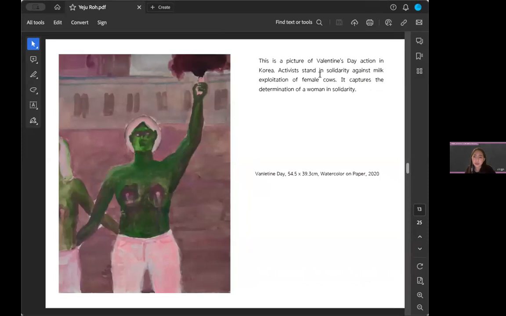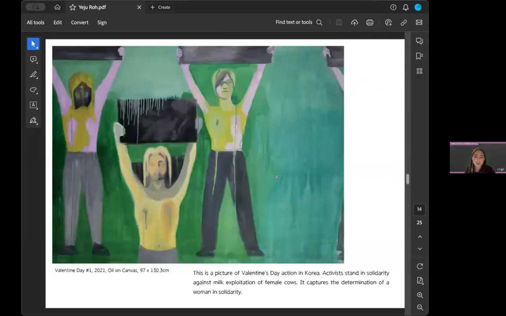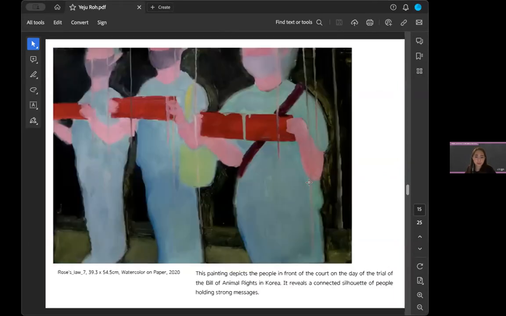This one is, I think, activists standing in solidarity against milk exploitation of female cows. It captures the determination of a woman in solidarity. These are very powerful, I think. The painting depicts the people in front of the court on the day of the trial of the Bill of Animal Rights in Korea. It reveals the connected silhouette of people holding strong messages.